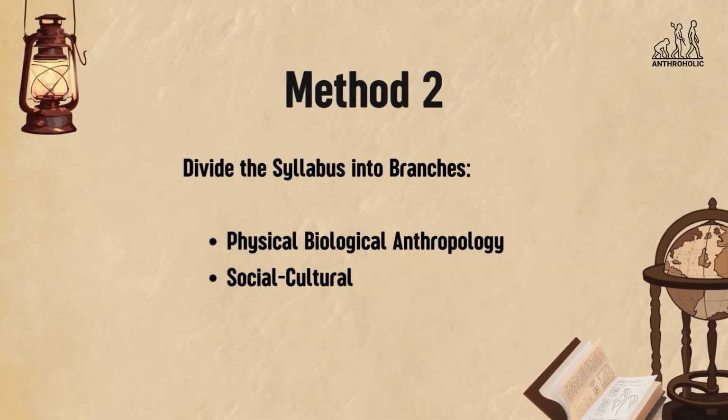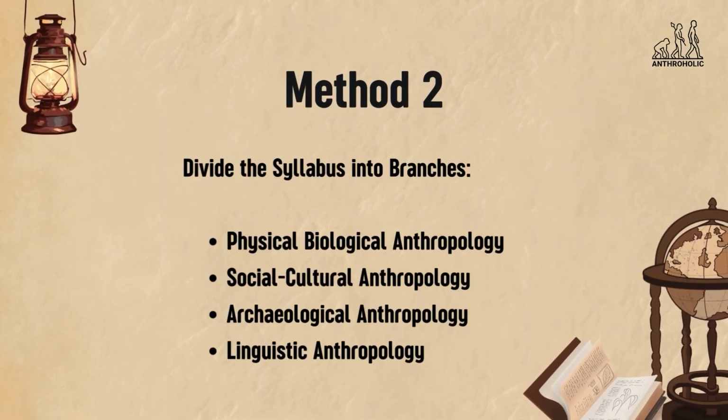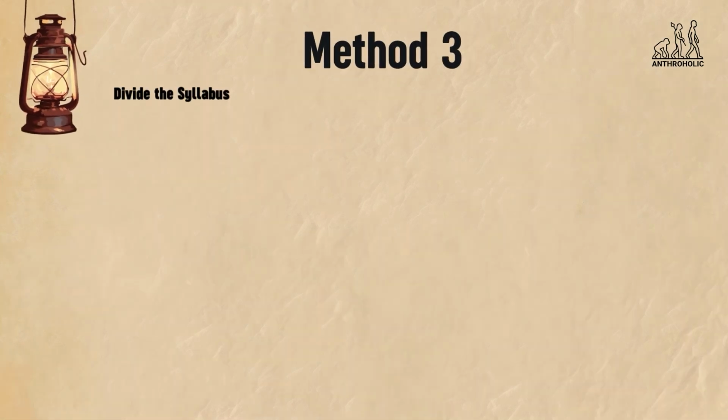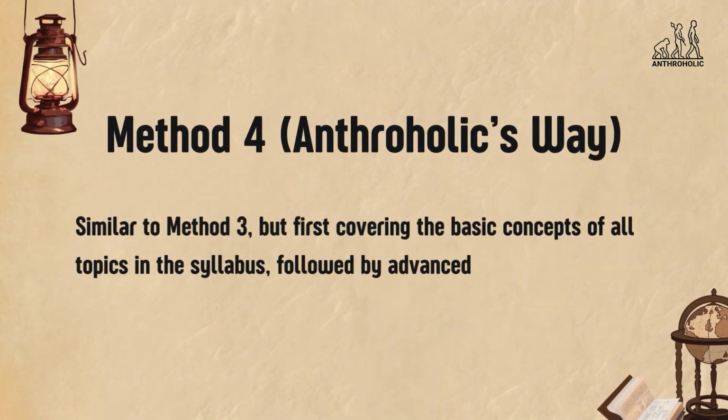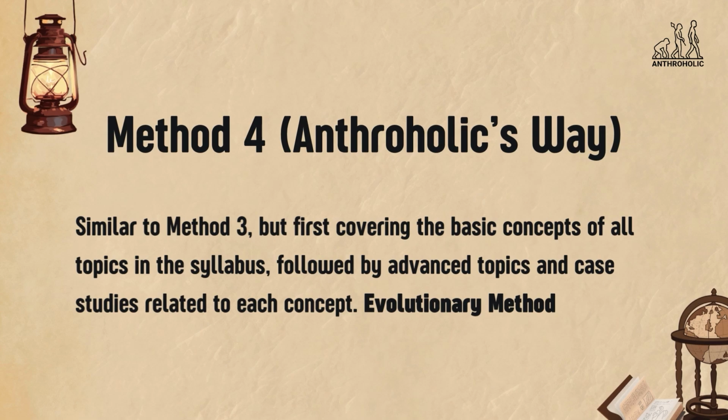Method 2. Dividing the syllabus into branches: physical biological anthropology, social cultural anthropology, archaeological anthropology, and linguistic anthropology. This method involves dividing the syllabus into 4 branches and then studying everything accordingly. Method 3 involves classifying the syllabus into more subdivisions beyond just the branches of anthropology. Then classify all the topics into these subcategories and study them accordingly. Method 4. Similar to method 3, but first covering the basic concepts of all the topics in the syllabus, followed by the advanced topics and case studies related to each concept.